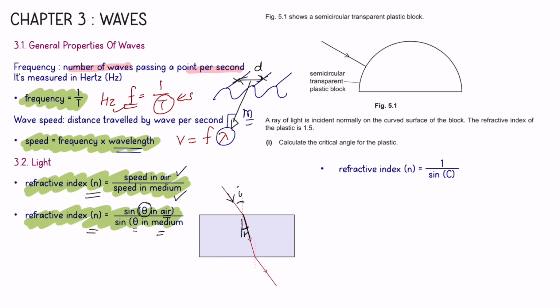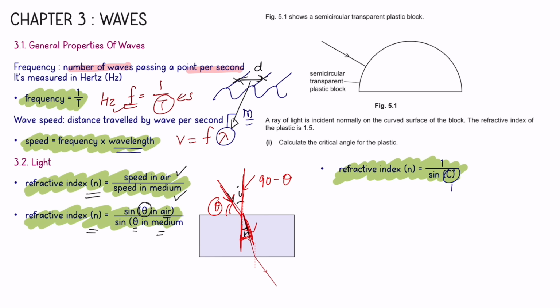Sometimes they might trick you by giving you the angle over here. So be sure to get the incidence angle. You're going to do 90 minus the angle which is given, because you always want to find the angle between the normal and the line, the normal and the reflected line, this angle. And another formula to find refractive index is 1 over sine C.